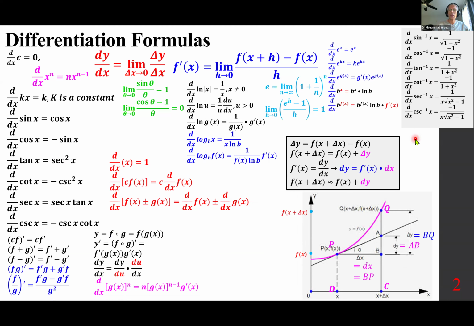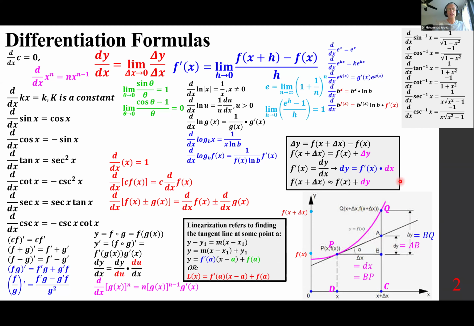When we have a curve, as we move from one point to the next along the x-axis, the distance delta x or dx, or BP, is given. Along the curve, the rise is delta y, or BQ. Along the tangent line is dy, or AB, where dy is f prime of x dx. And linearization means find the tangent line.